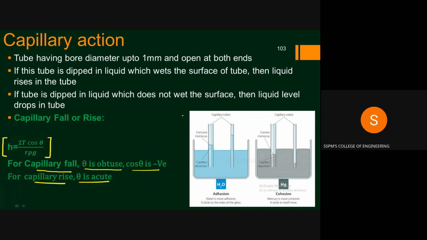Here you can observe in the diagram when we get the capillary rise. When water is in contact with the glass tube, we can observe the capillary rise. In that case, the angle theta is an acute angle. And when there is mercury inside the glass tube, you can see there is a fall in the mercury. So the angle of contact, cos theta, is negative, so theta will be the obtuse angle. So the formula to be remembered is for h.